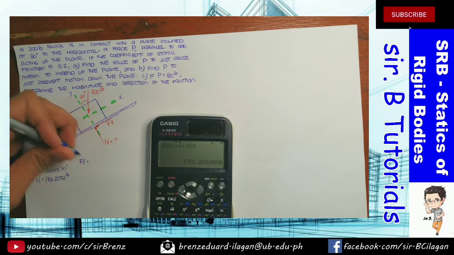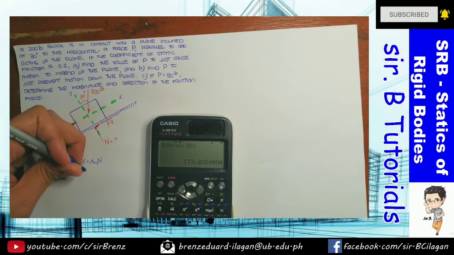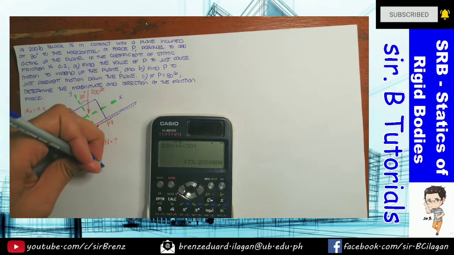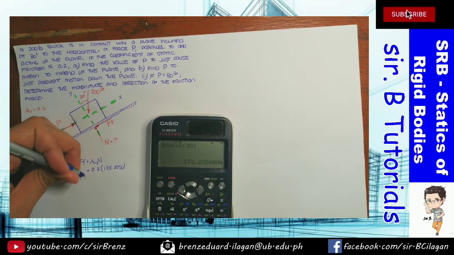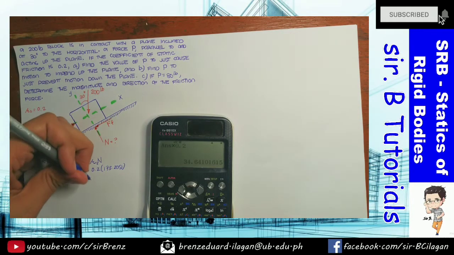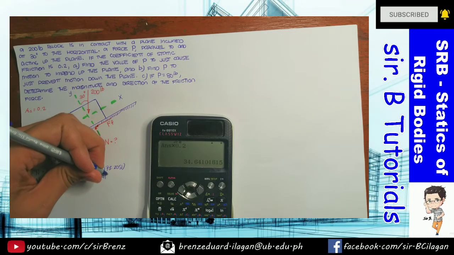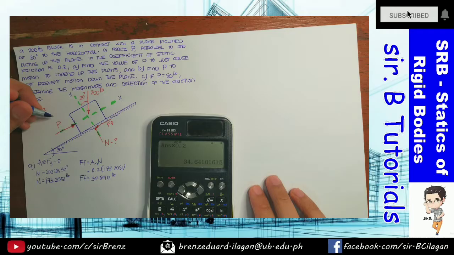If N is 170.2051, now we can solve for the value of the frictional force or the frictional resistance. Again, F equals mu N. So static. And with that, multiply mo ng 0.2 yung N to find the frictional force F sub F. So that is 34.6410 pound. Okay, so I think masosolve na natin yung pinapahanap for this problem.